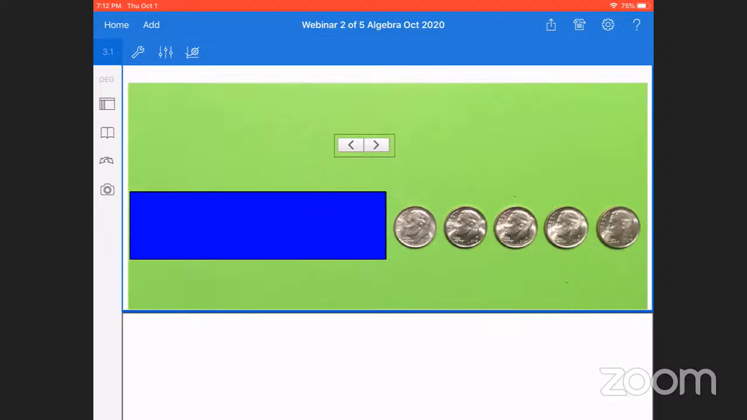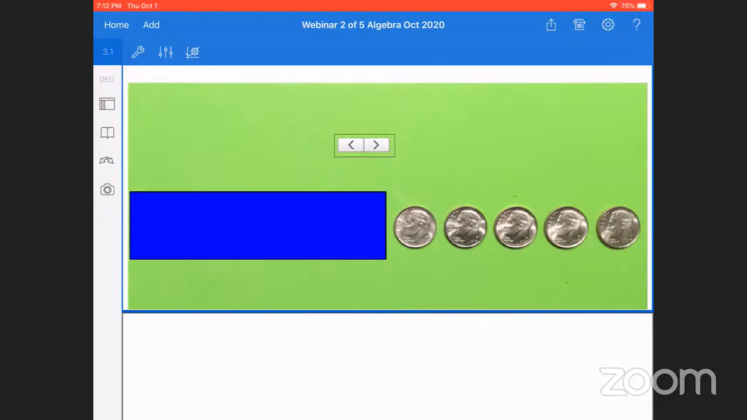And we would say, okay, so a dime is worth 10. And if we counted that, Mike, how much money do we have there? What is the value of the coins being shown? We have 5 coins worth 10 cents a piece, so that would be 50 cents.